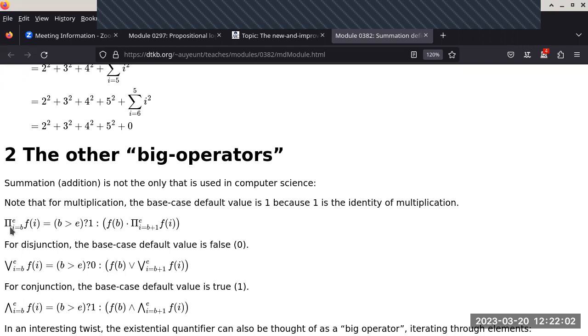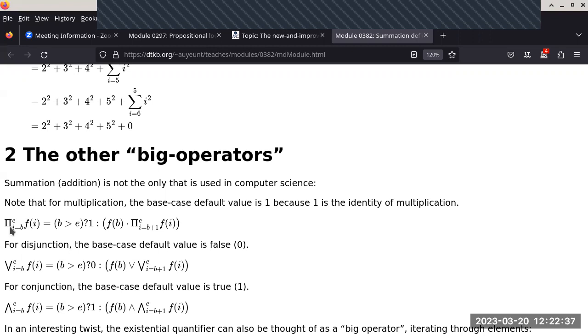Okay. So the definition is, oh, you see this is familiar, right? If b is greater than e, it doesn't make sense. Why would the starting point be greater than the endpoint? Well, in that case, return the identity of the operator. Because pi is about multiplication, the identity of multiplication is 1, because you can multiply anything by 1 and get itself back. Is that okay? So instead of using 0, which is the identity of addition, we use 1, which is the identity of multiplication.